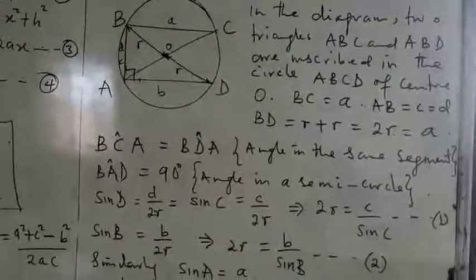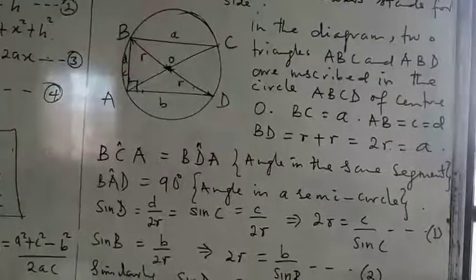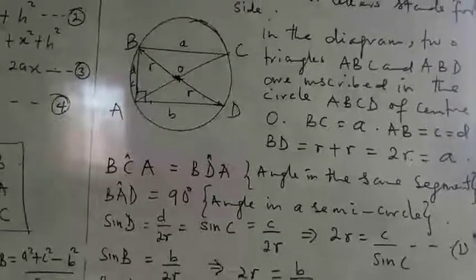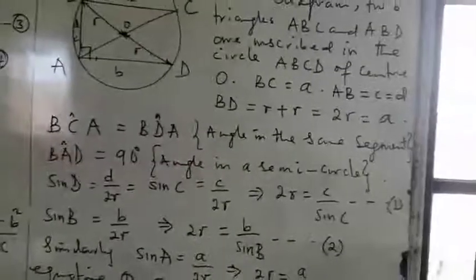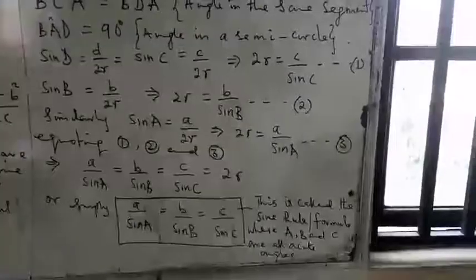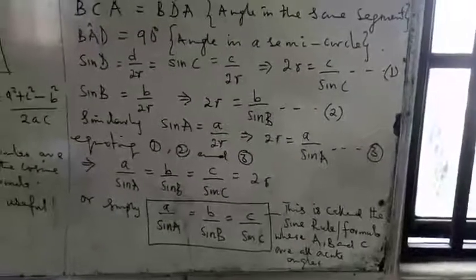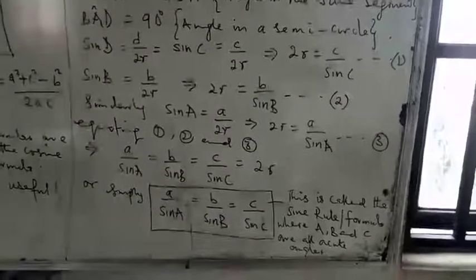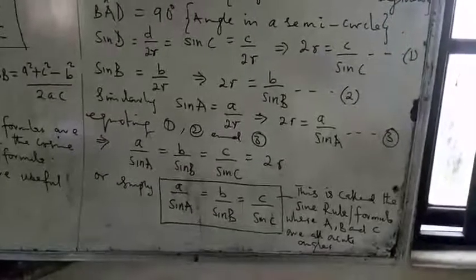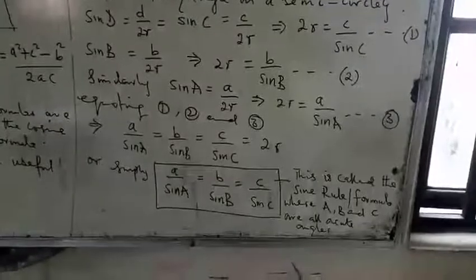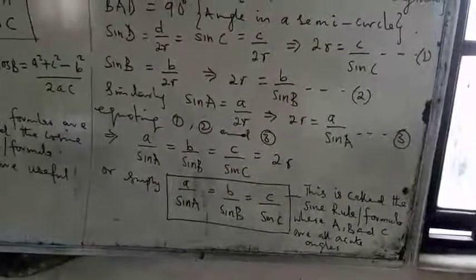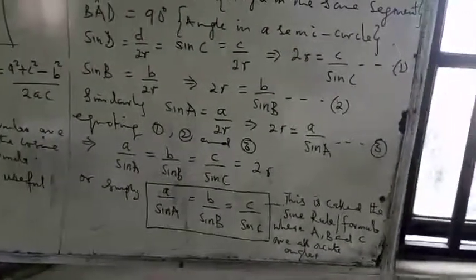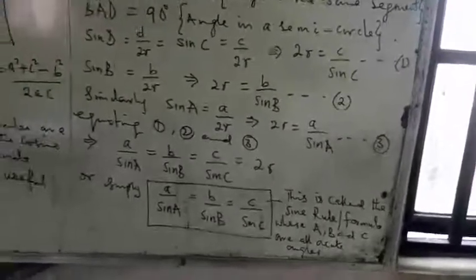Similarly, since angle C equals angle D, sine C is c over 2R. Therefore, 2R is c over sine C. Now, sine B is given as b over 2R. So 2R is written as b over sine B. Let's call that equation 2. Similarly, sine A will be given as a over 2R, so 2R is a over sine A.